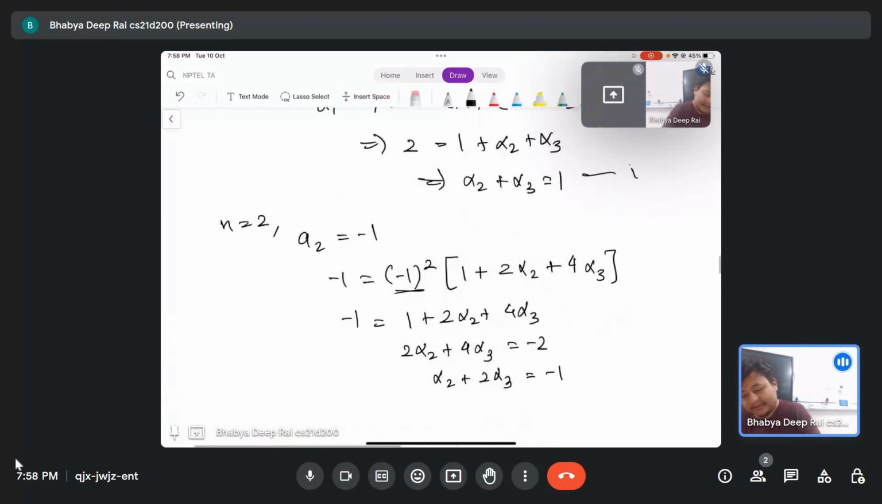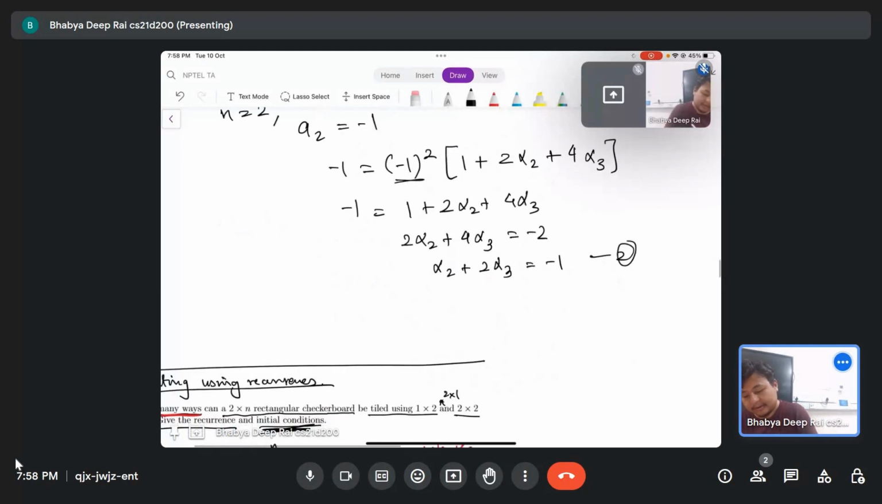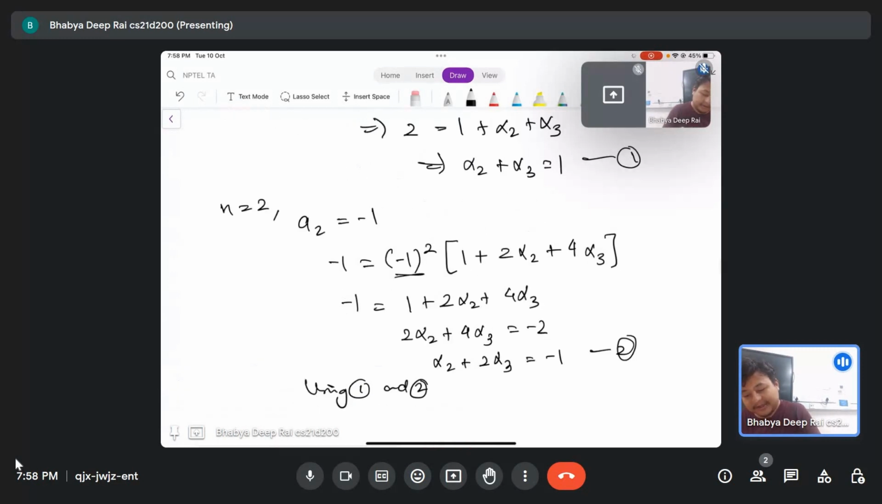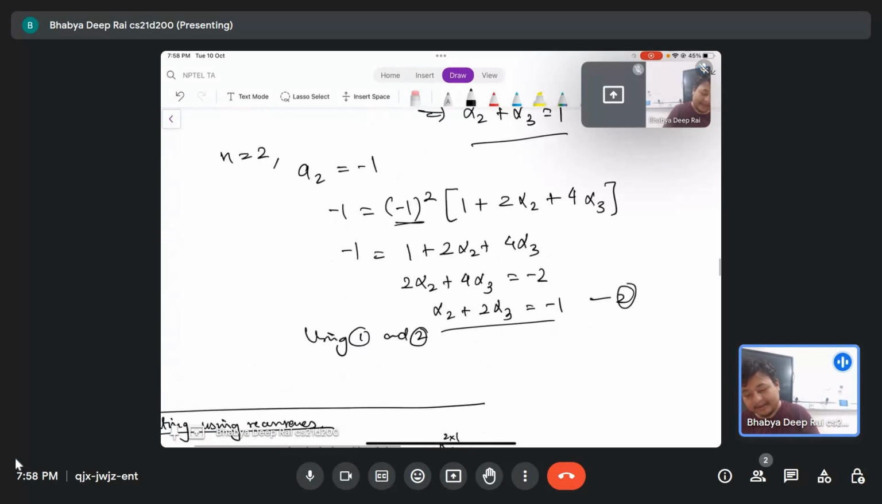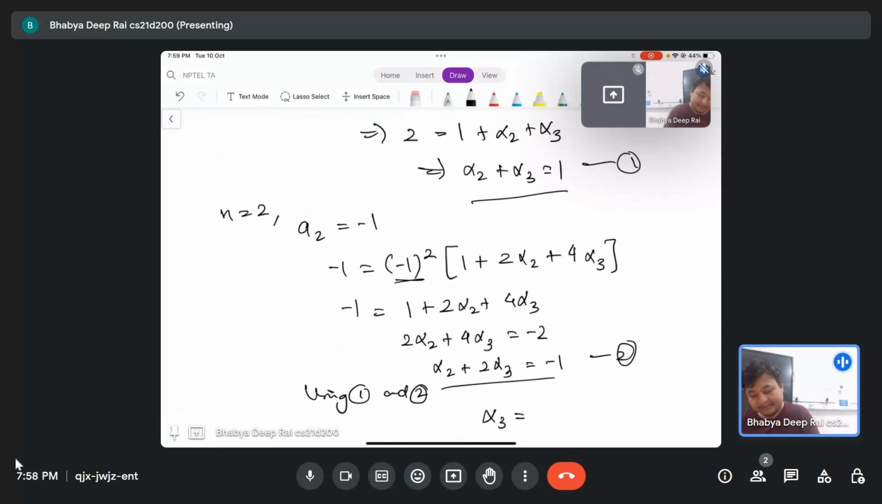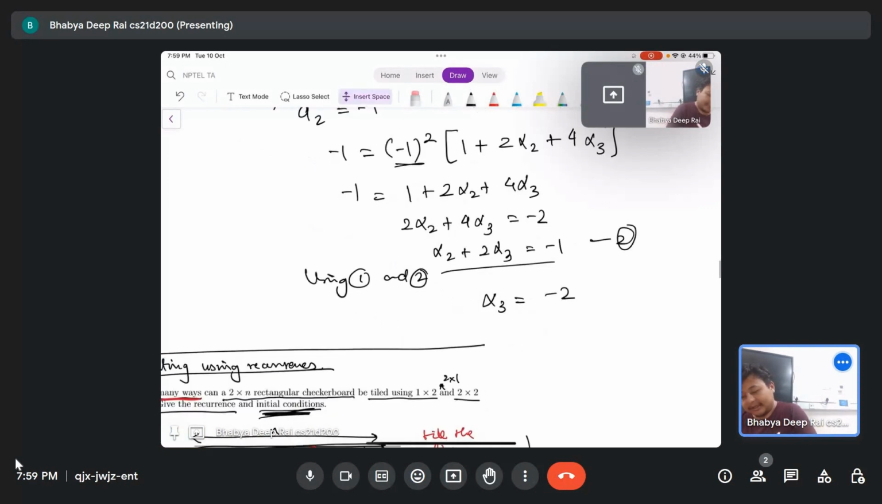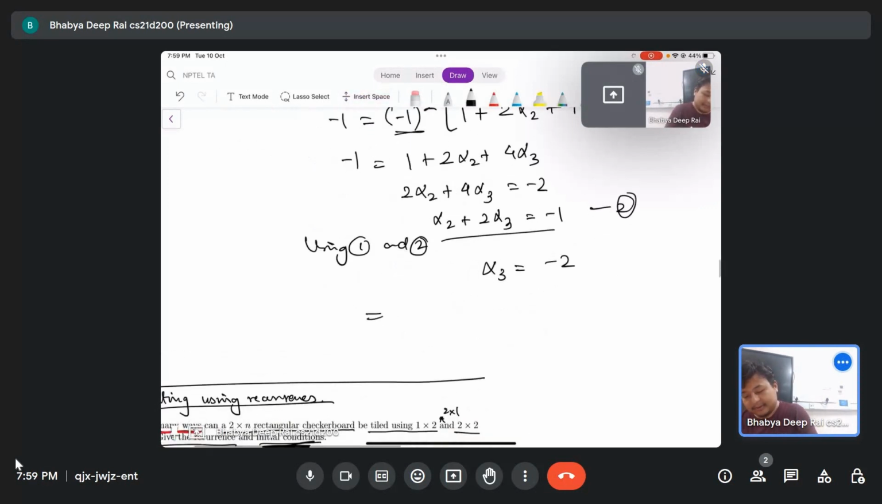Now take this to be 1, take this to be 2. Using 1 and 2, we can subtract this from this, right? We get alpha 3 equals minus 1 minus 1, which is minus 2. Now this would mean that alpha 2 is equal to minus 1 plus 2 times 2, which is 4, which is equal to 3.